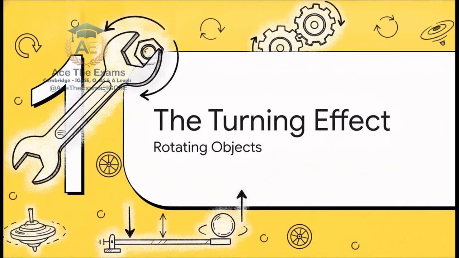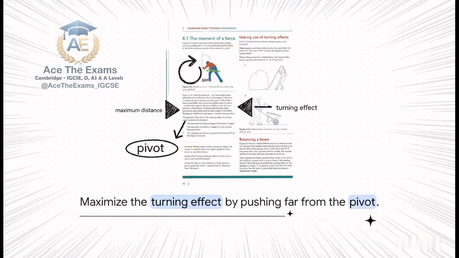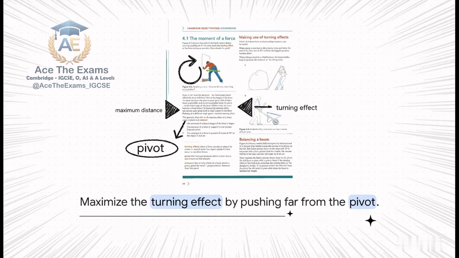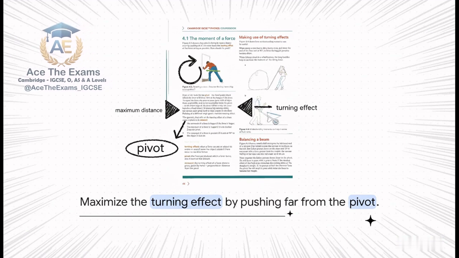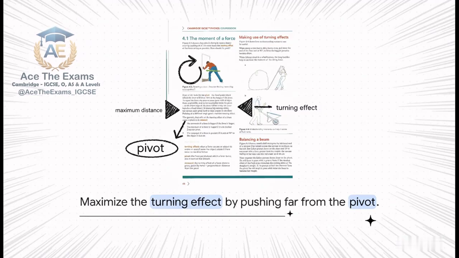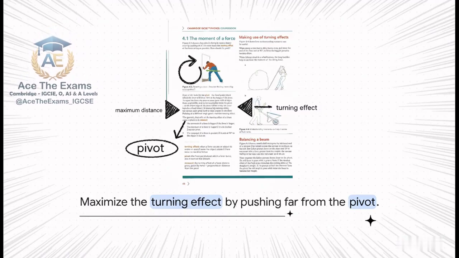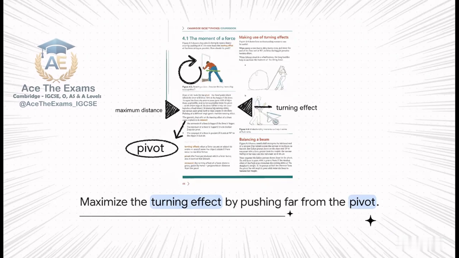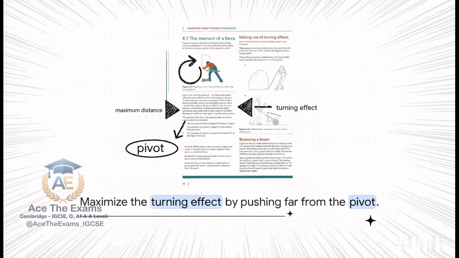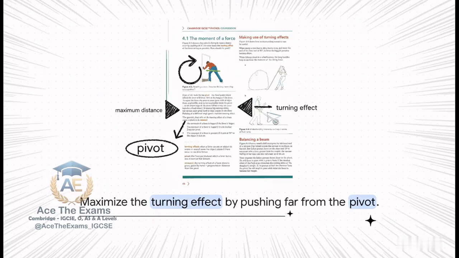Section 1. The turning effect. Take a look at this. It brilliantly illustrates the physics in action. Picture a person pushing a door. This is exactly the scenario you need to visualize for that door handle question we just looked at. Now I want to introduce you to a framework that top-tier students use. It's called PEAL. Point, evidence, explanation, link.